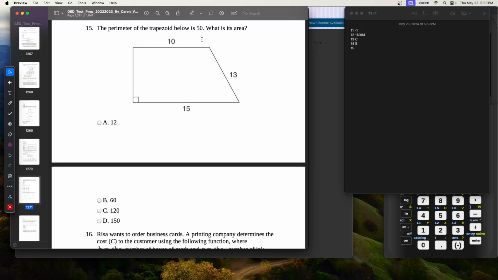Perimeter of the trapezoid is 50. What is the area? Okay. So let's start by finding this length over here. Do you think you guys can do that? So they told us that the perimeter is 50. Perimeter is the length all the way around a shape. So if the length all the way around the shape is 50, what is the length of this final side?